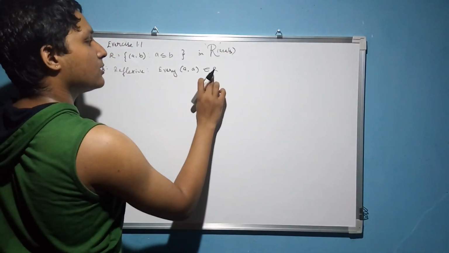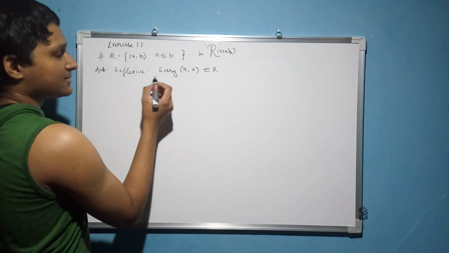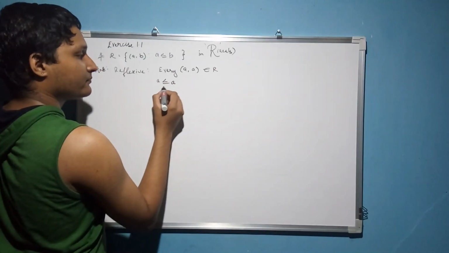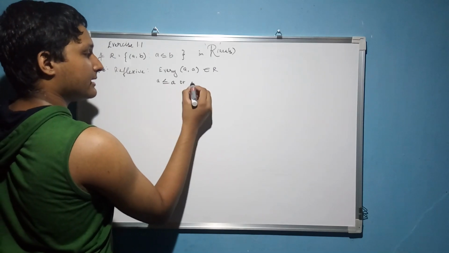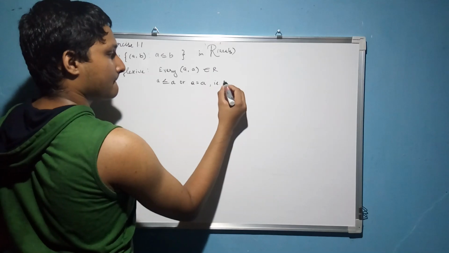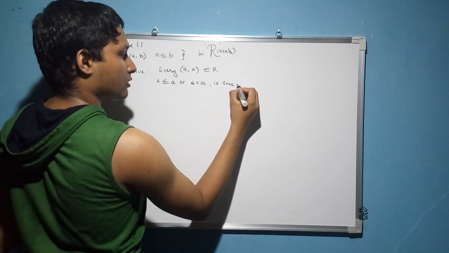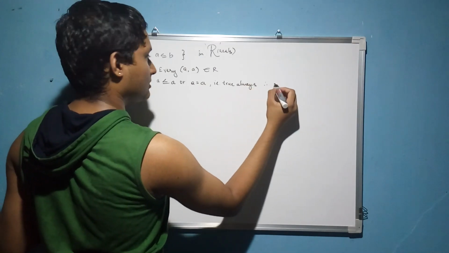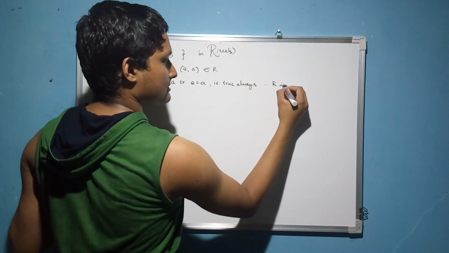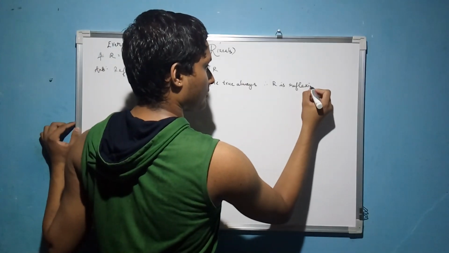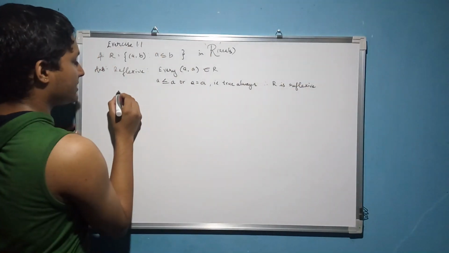So every A belongs to R. How should I prove that? So A is less than or equal to A, or A is equal to A. That is true. Always. Therefore, R is reflexive. Now we are going to symmetric.